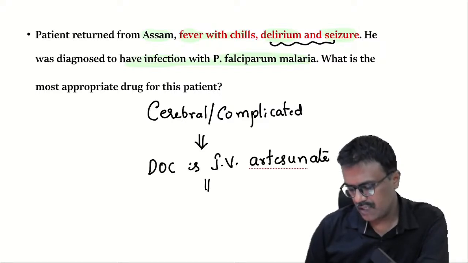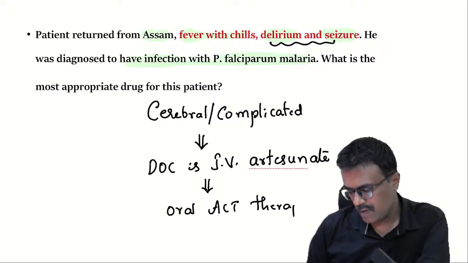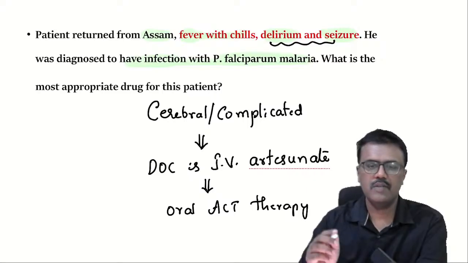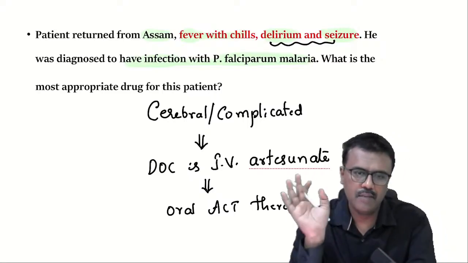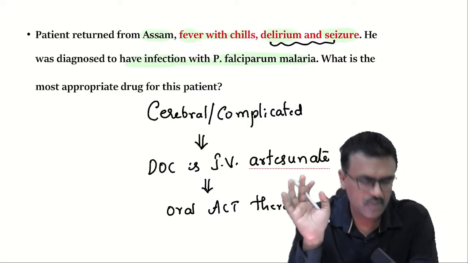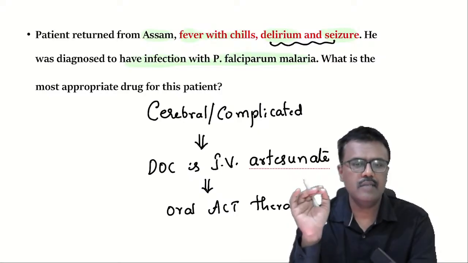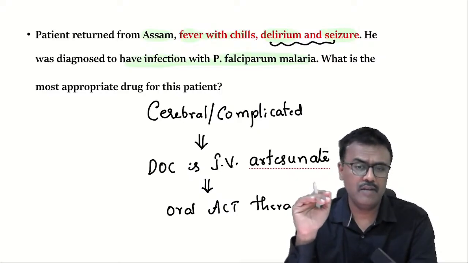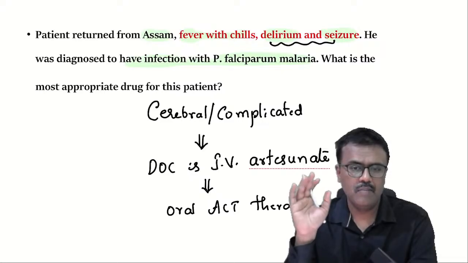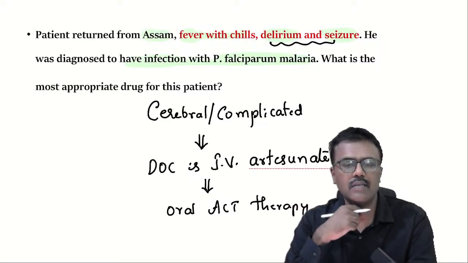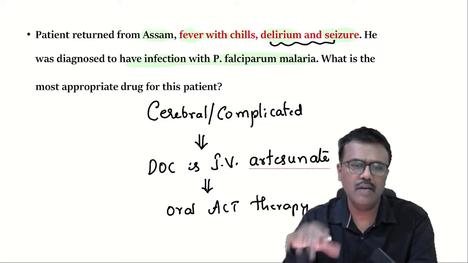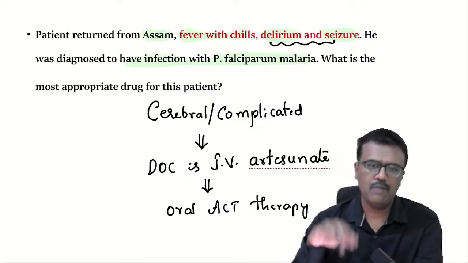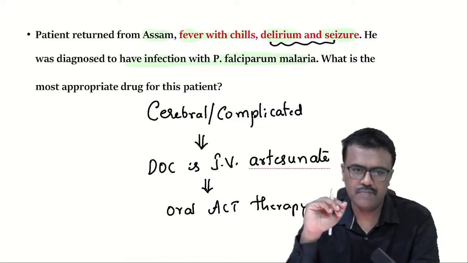So once the patient is stabilized, then you can go for oral ACT therapy. Oral ACT means artemisinin combination therapy. First drug of choice is IV artesunate. Earlier days, you can see in the books IV quinine. But the problem with that is it is going to cause hypoglycemia and arrhythmia. So the safer one nowadays is IV artesunate.